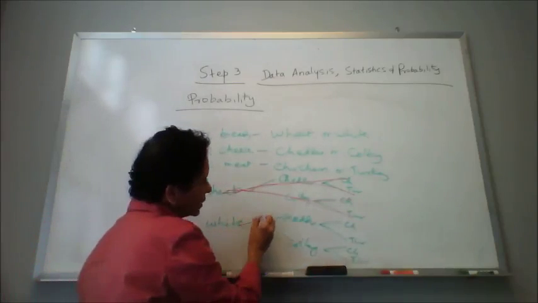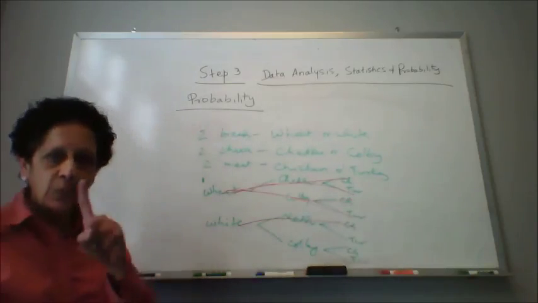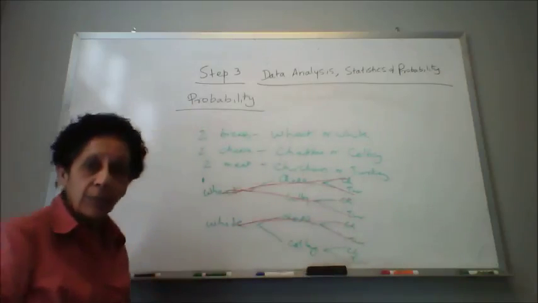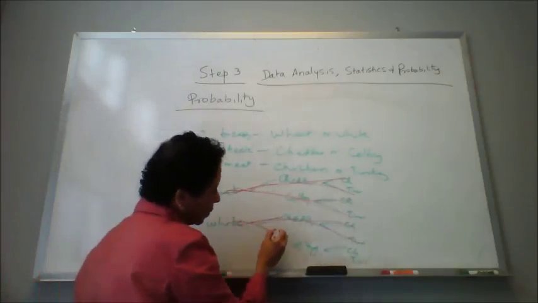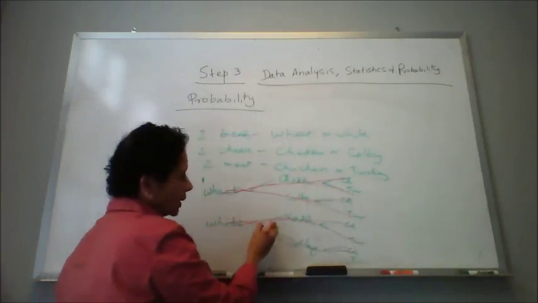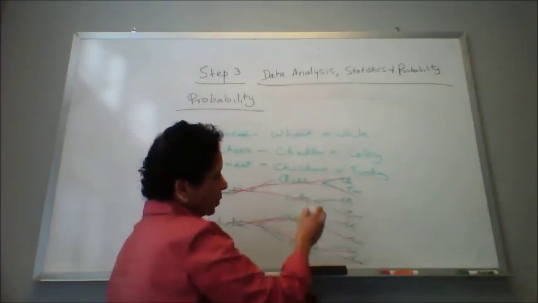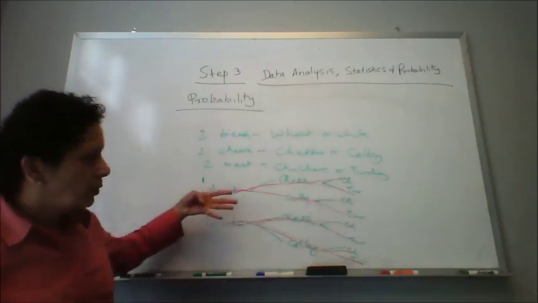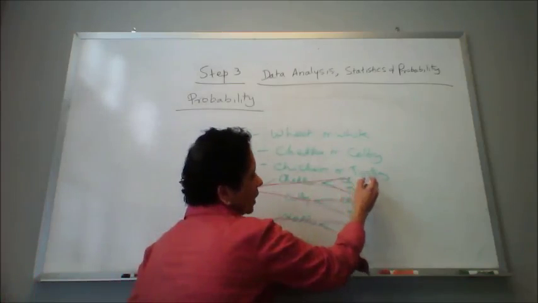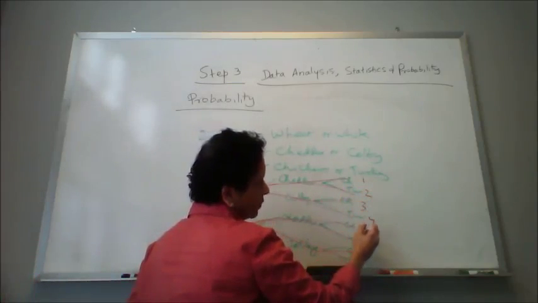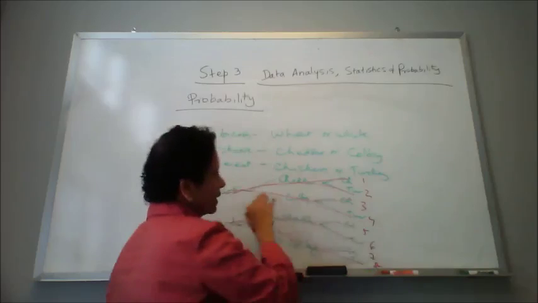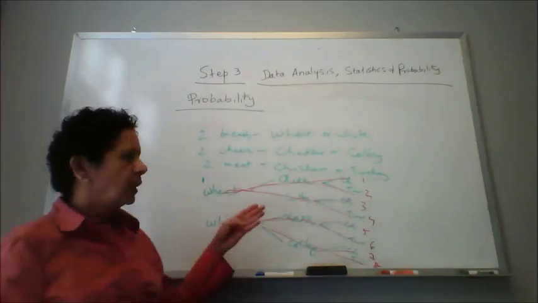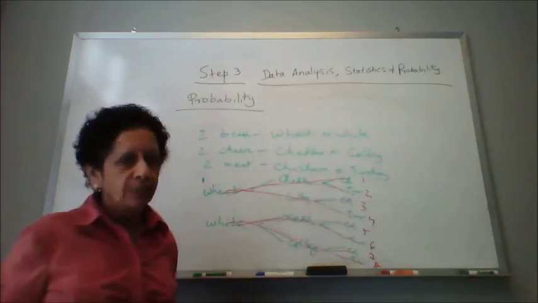Or I can do white, cheddar, and chicken. That's one possible sandwich. And white, cheddar, turkey. That's another possible sandwich. Or white, Colby, chicken, or white, Colby, turkey, right? So how many possible sandwiches are there? If you just look at this tree, it's 1, 2, 3, 4, 5, 6, 7, 8, right? So I just went through the 8 possible choices. So there are 8 possible sandwiches, right?